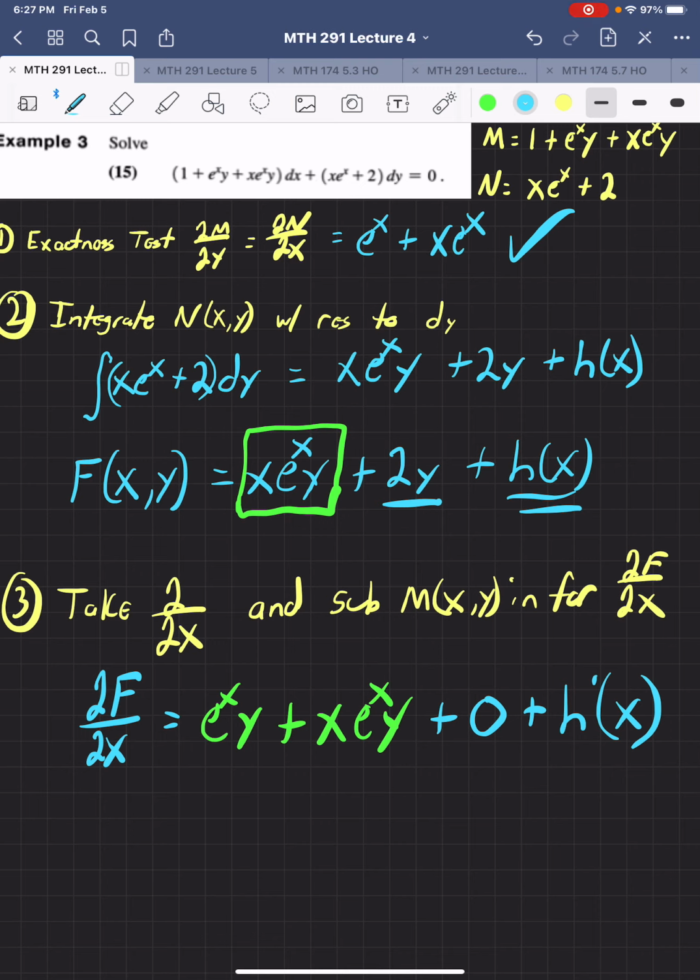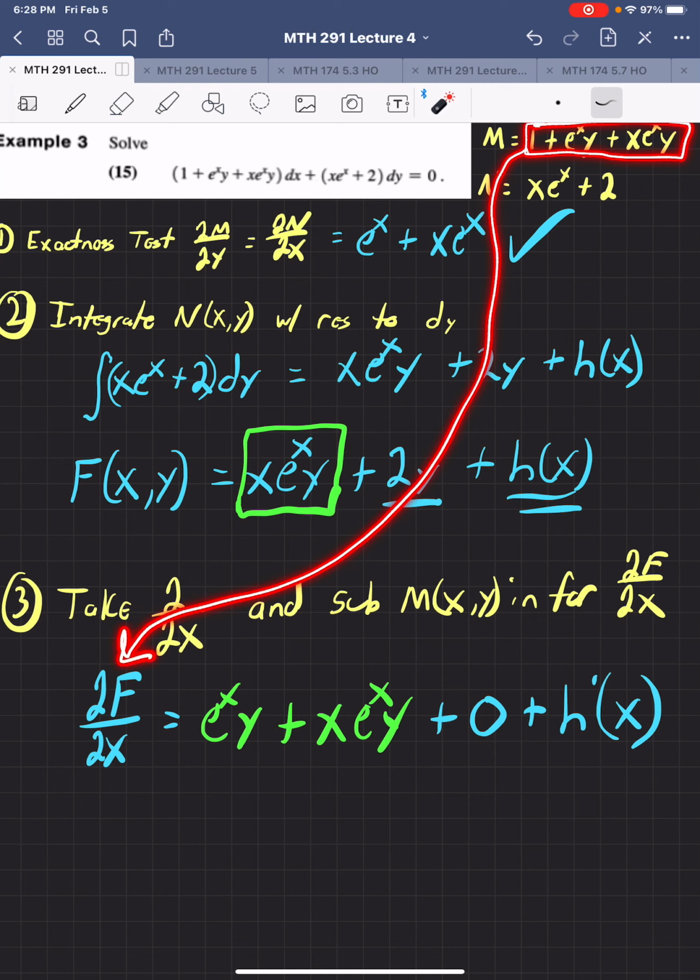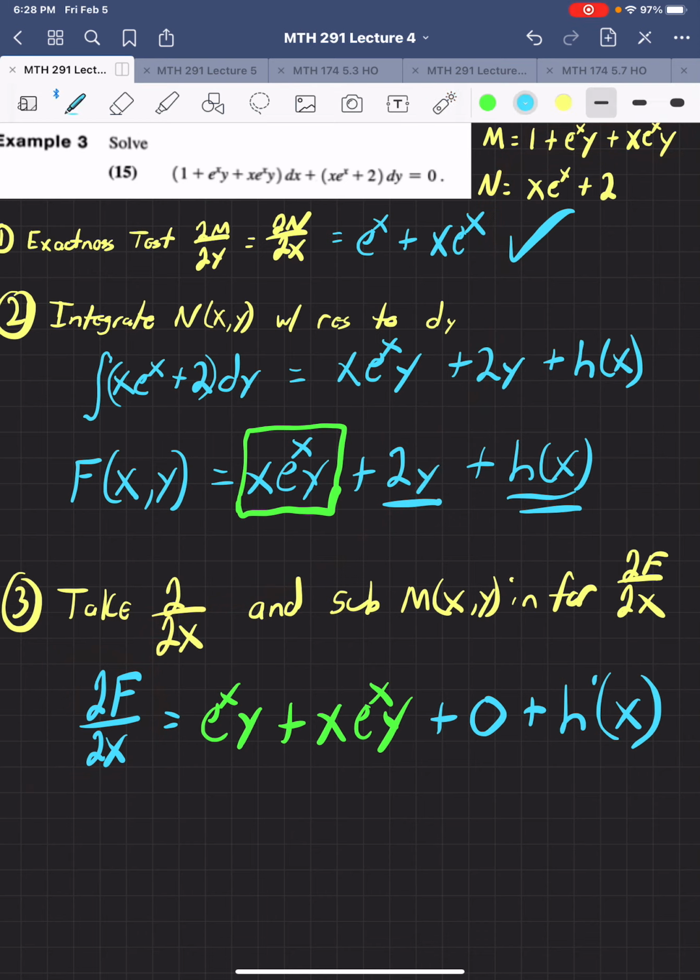All right, so I'm gonna go ahead and drop down here. We have succeeded in taking the partial with respect to x. Just remember that we are allowed to substitute M of xy, which is what we have right here, in for the partial of f with respect to x, because that is the definition, as we've gone through, of the partial of f with respect to x. So let's go ahead and make that substitution.